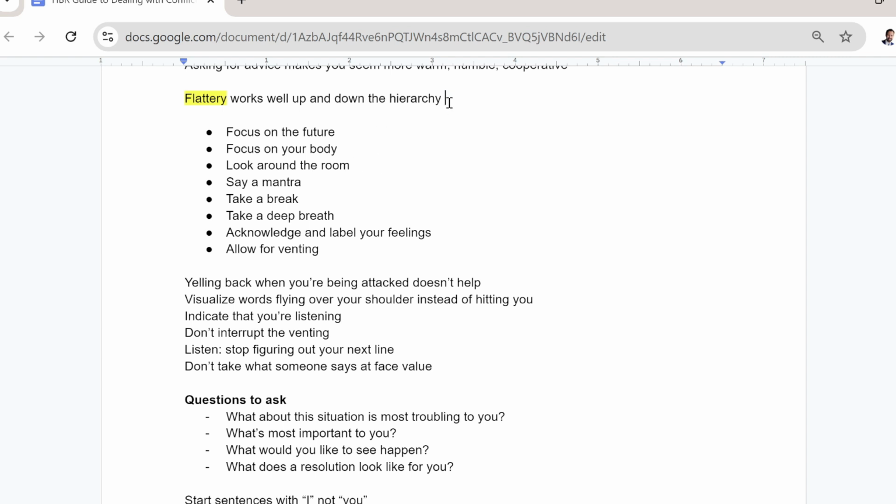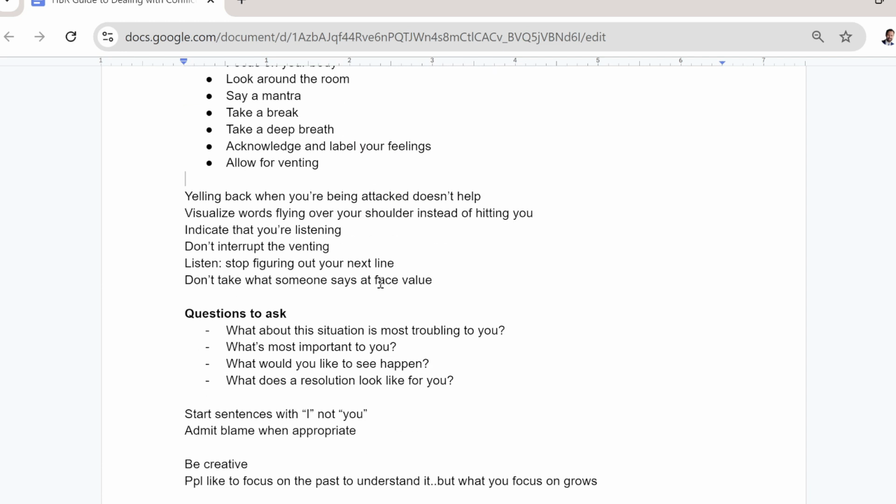And it works well with your employees as well as your superiors. All right, focus on the future, focus on your body, look around the room, say a mantra, take a break, take a deep breath, acknowledge and label your feelings, and allow for venting. So these are ways of dealing with difficult situations, especially if you're feeling anxious.